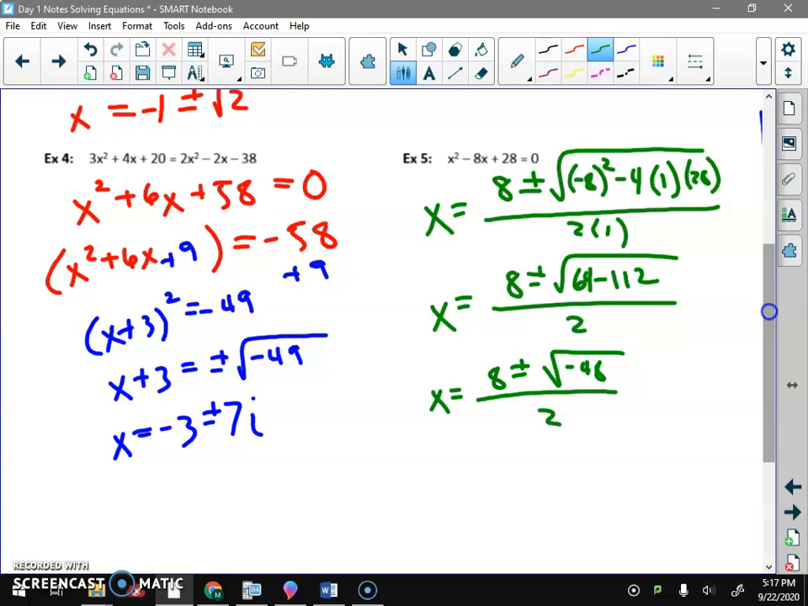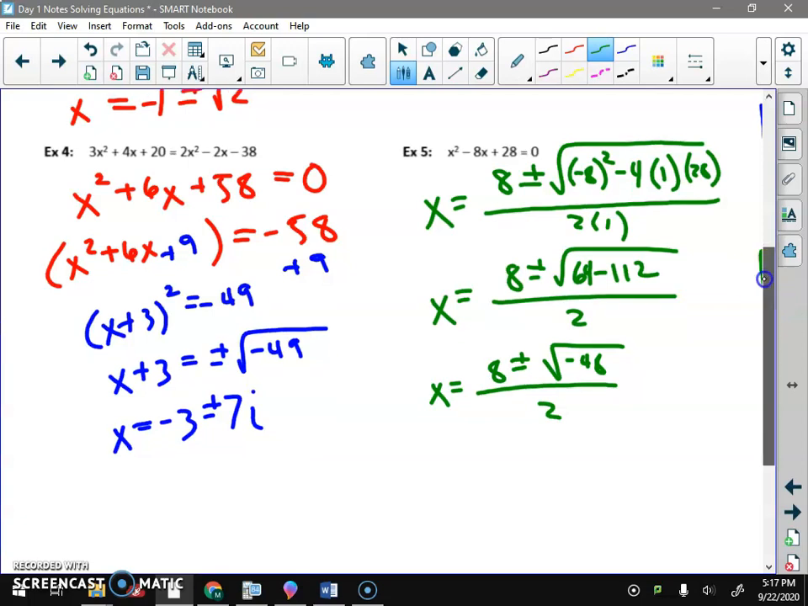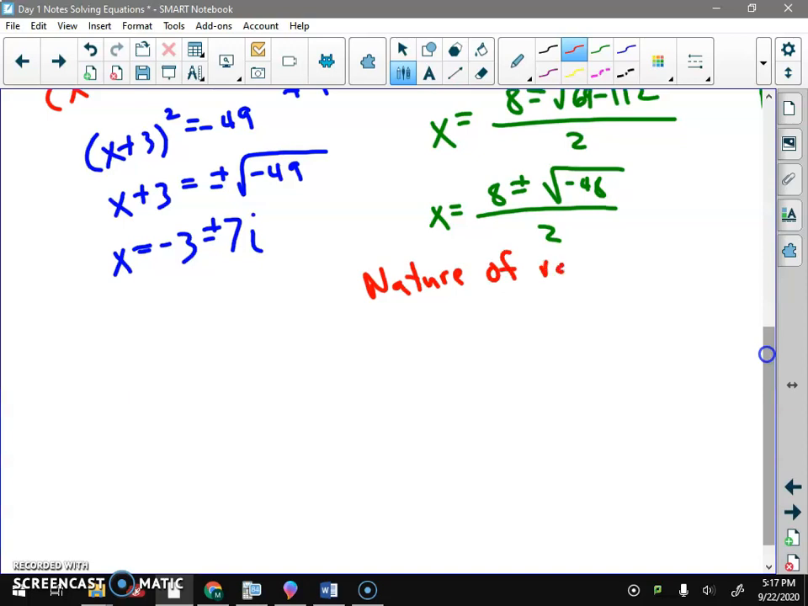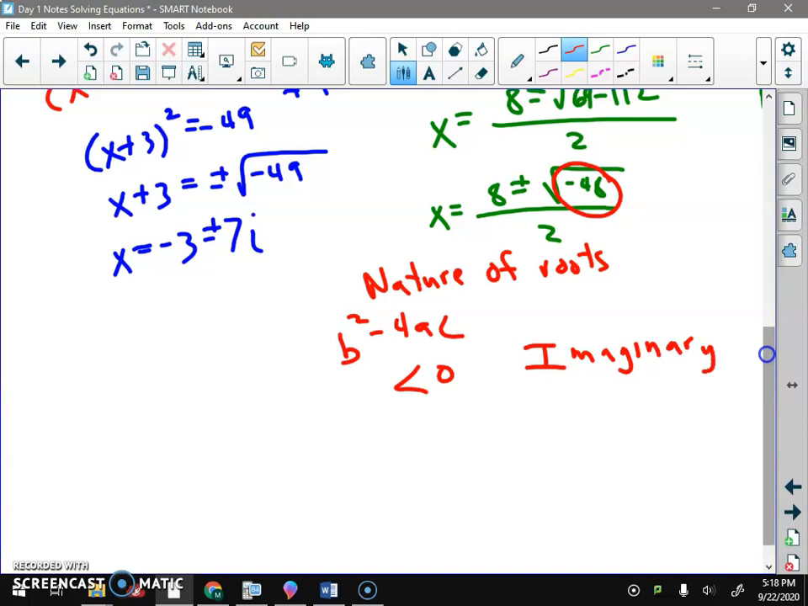Because what I'm going to talk about is what are called the nature of the roots. It's not finding them, it's finding the nature. What does that mean? Are they real? Are they imaginary? So let's first do imaginary. What makes it imaginary? This part right here. And that part came from here. B squared minus 4ac, the part under the radical. So if b squared minus 4ac is less than 0, the roots are imaginary. Again, we derive this. We can use it for a lot of things.